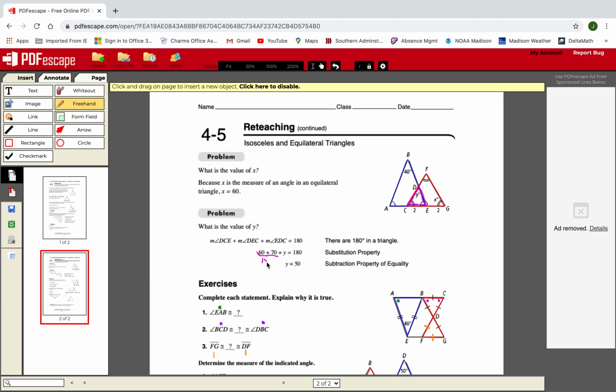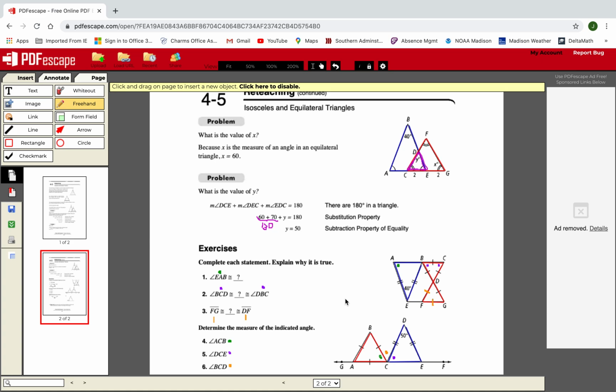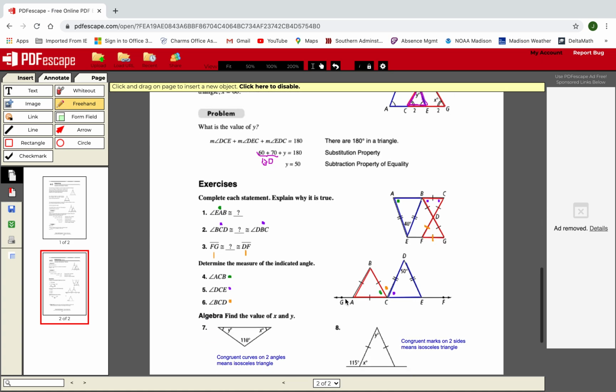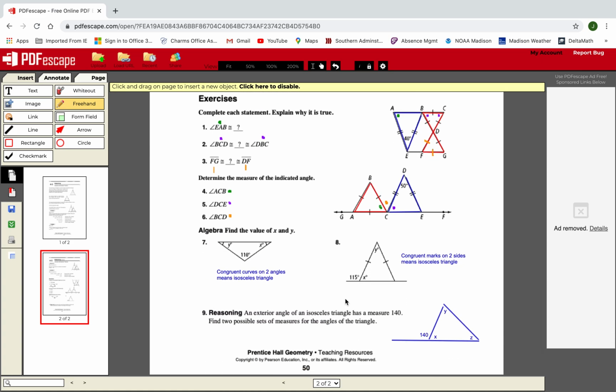130. I could just type this, but where's the fun in that? Then you just subtract 130 from both sides, and that's how they got 50. Okay? So our exercises here, and again, I have color-coded these things for you. I hope you'll find that helpful.